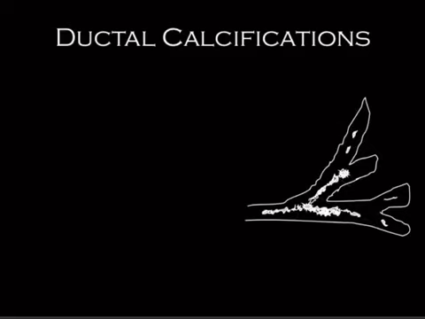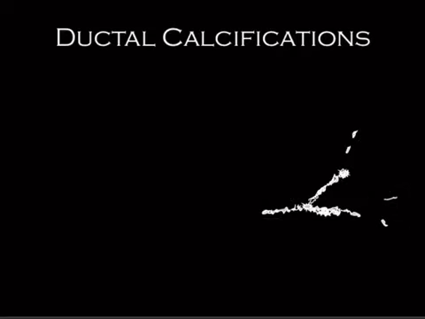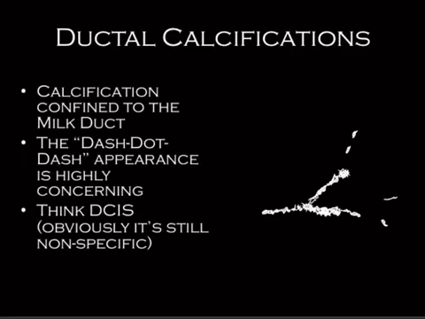So let's talk about the ductal ones first. So this is sort of the general idea. Of course, you're not going to see the outline of the duct on the x-ray. You're going to see something like this. So this is your calcification that's confined to the duct. The dash dot dash appearance is supposedly classic, something like this, like a Morse code kind of deal. That is highly concerning for a ductal carcinoma in situ.